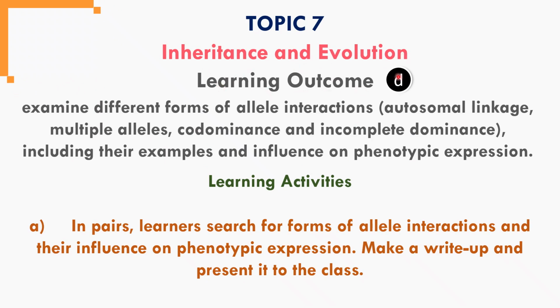Learning Outcome D. We have been examining different forms of allele interaction, autosomal linkage, multiple alleles, codominance, and incomplete dominance, including their examples and influence on phenotypic expression. We have been looking at learning activity A. In pairs, learners search for forms of allele interactions and their influence on phenotypic expression. They make a write-up and present it to the class.